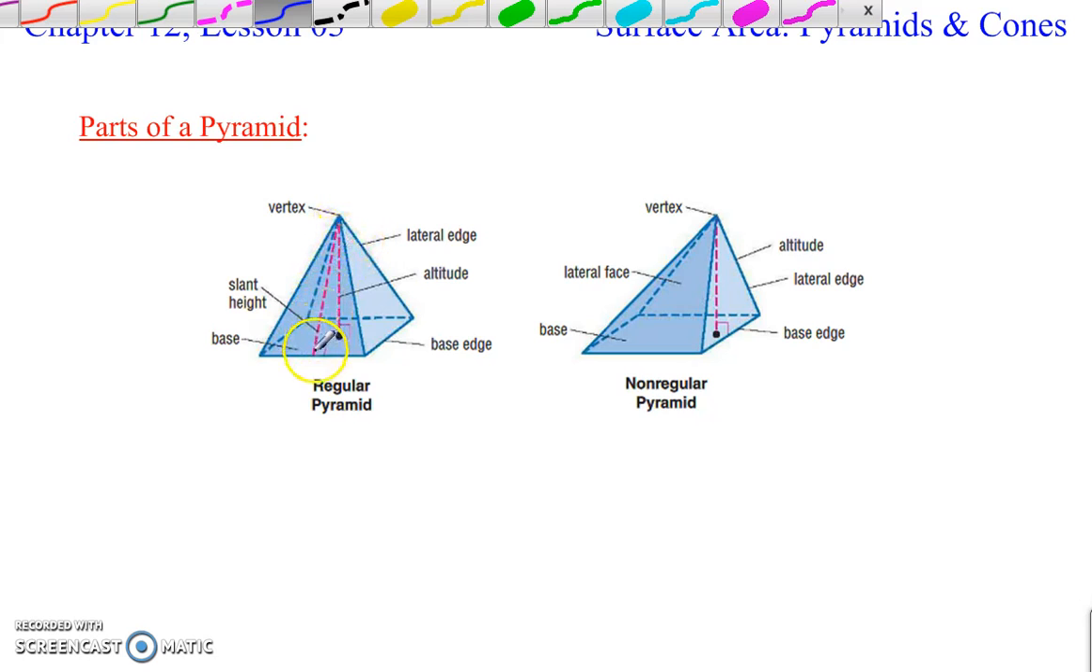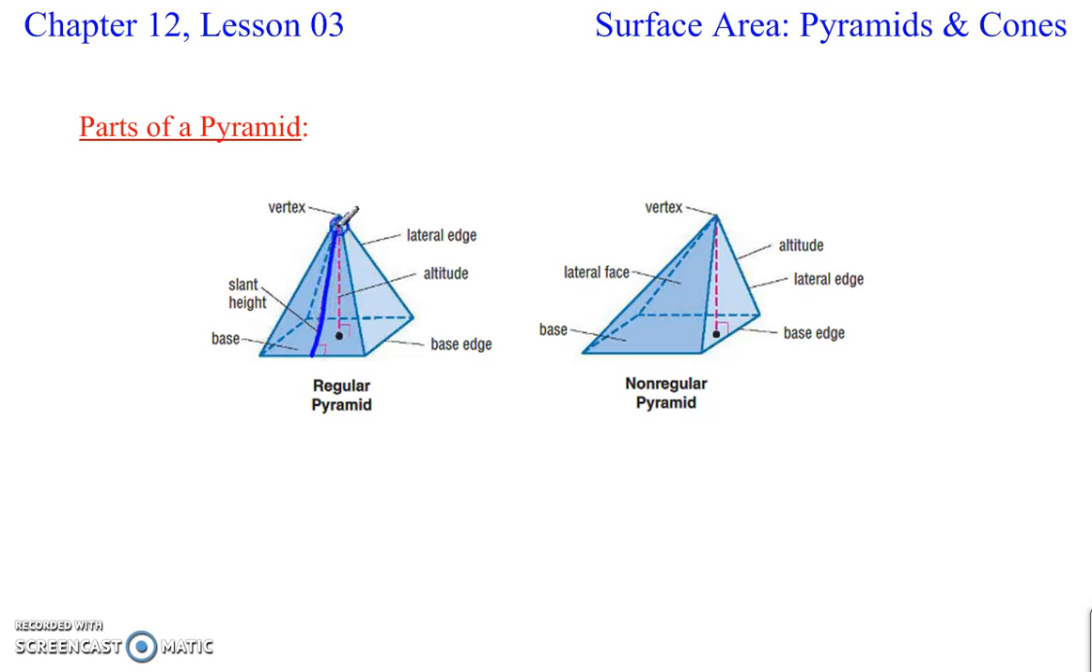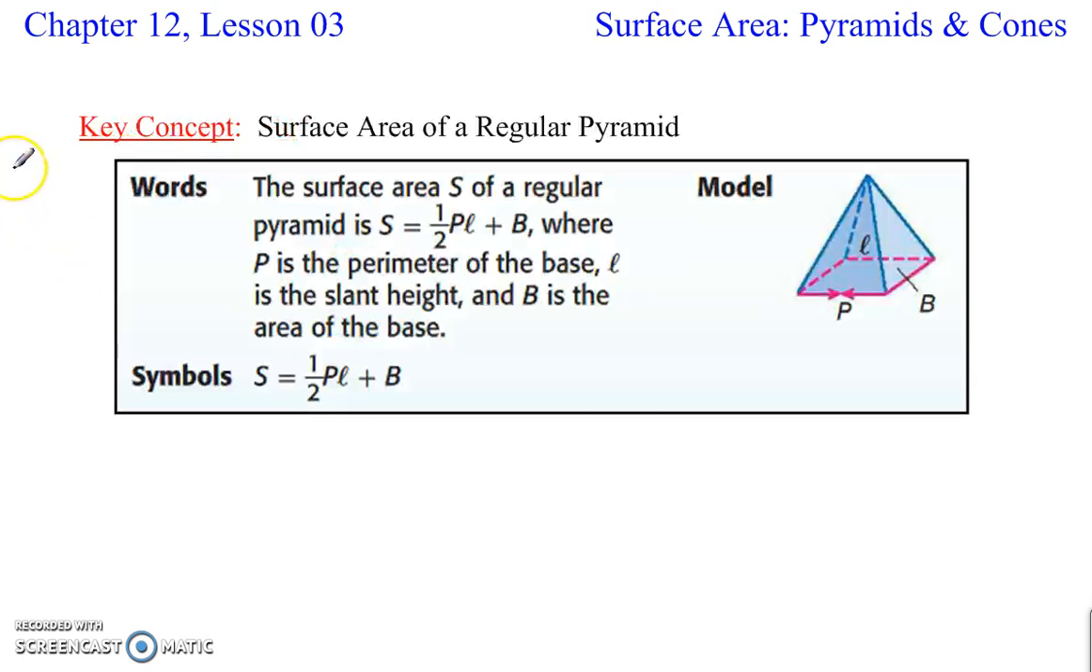And a slant height is at a right angle going along the outside of the pyramid. So slant height, important to know. Lateral edge, altitude, and altitude is different from slant height.